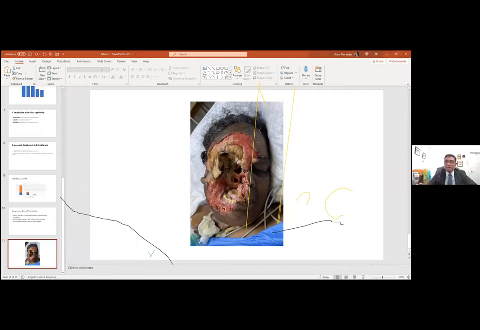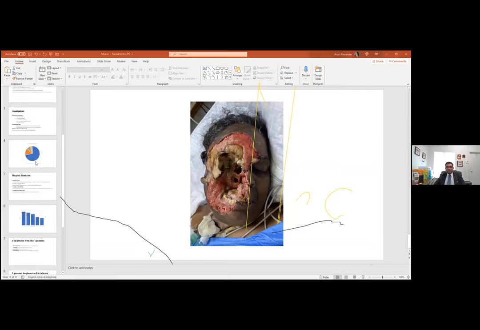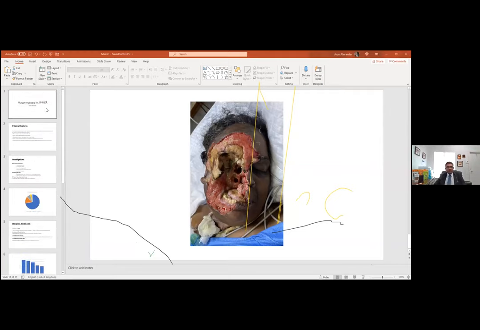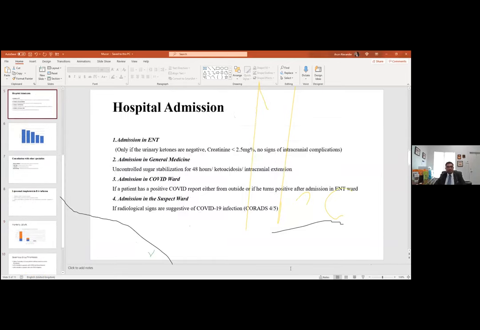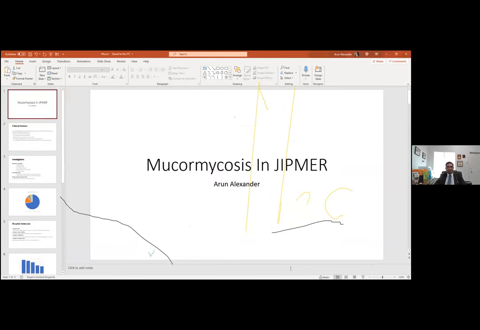Hey, thank you, Dr. Alexander. That's a good leeway to start with this picture, to ask Krishna, Dr. Murthy, and Dr. Bhatt to chip in and share their side of the story on this mucor.